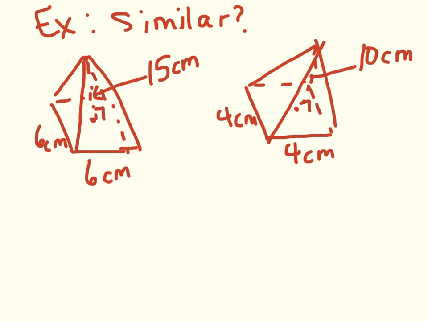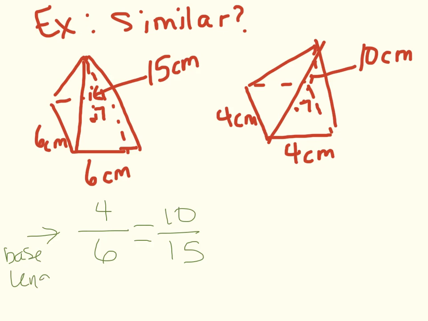So what I'm going to do is make a ratio. I'm going to say, all right, if 4 over 6 is equal to 10 over 15, because these two are the measures of the base, length or width, the same thing, and these two are both measures of the height. If the heights have the same proportion as the length of the base, then they are similar solids. So I have kind of a question mark here.